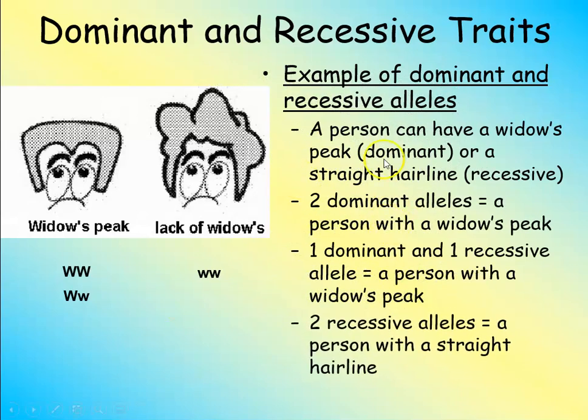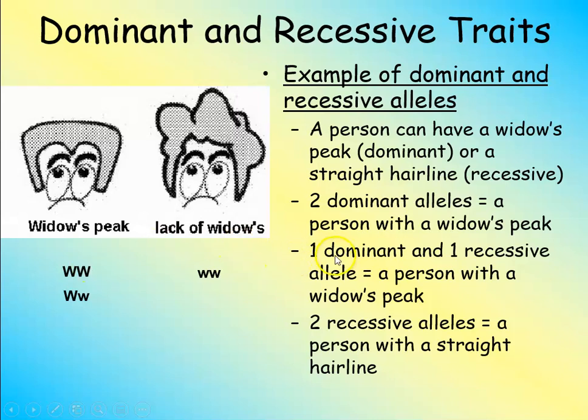So, example of dominant and recessive alleles. A person can have a widow's peak, which is dominant, or a straight hairline, which is recessive. With 2 dominant alleles, a person is going to have a widow's peak. So 2 dominant, 2 capital letters right here. So I'm using W for widow's peak.